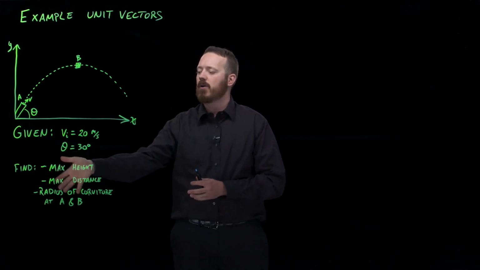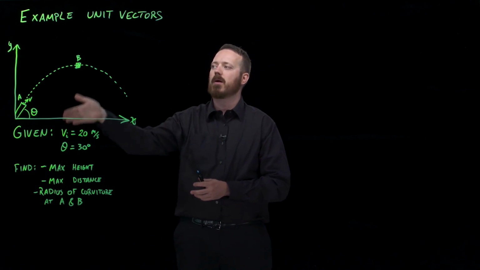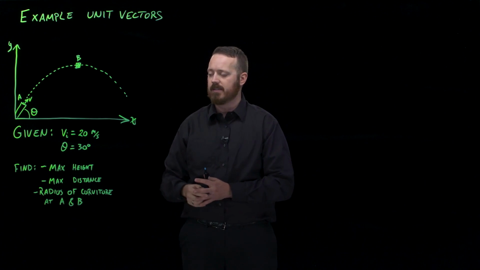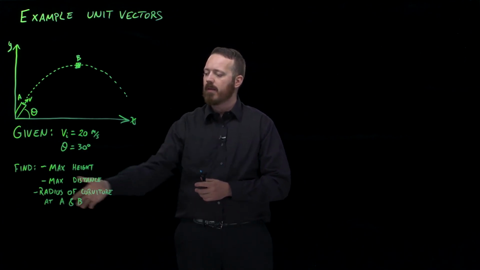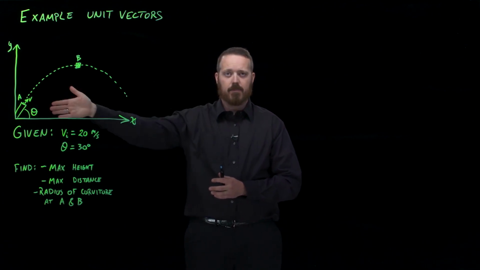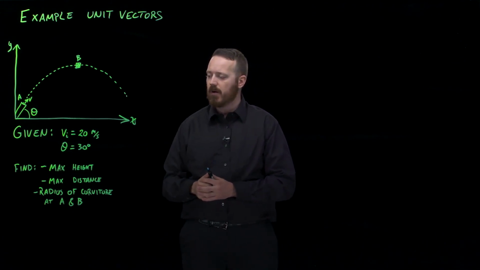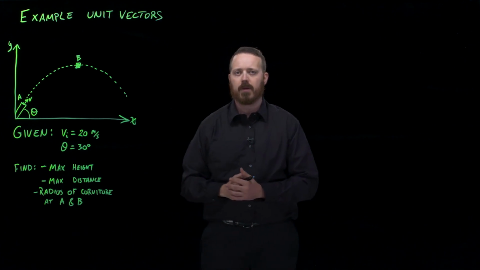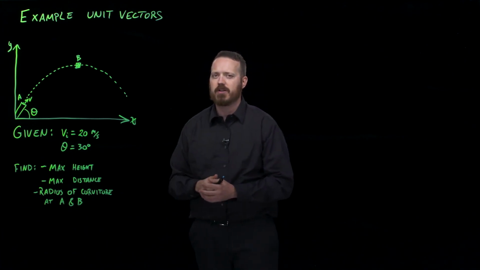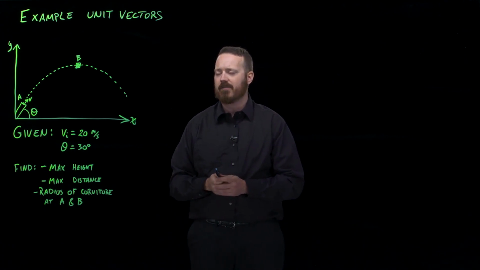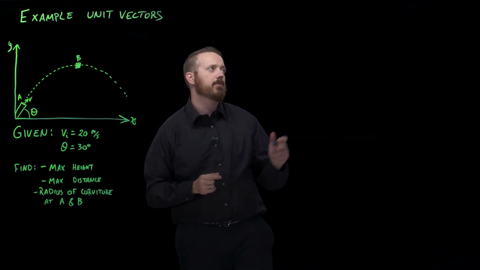So information like, what's the maximum height that this particle is going to ever reach? We're going to call that point B, the highest point it's going to get. And then what is the maximum distance that that particle can travel? And then let's look at the radius of curvature of the particle as it's passing through. So those are two different types of information, and we'll use different unit vector systems to find out that information. So let's go ahead and begin.